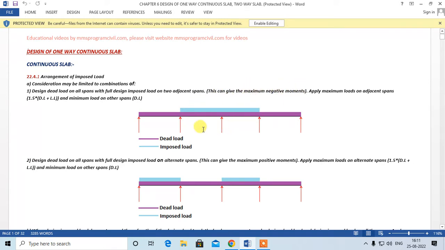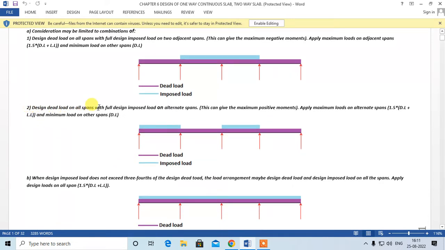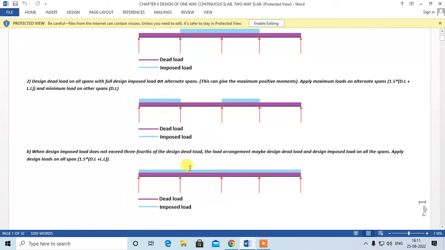Over here, you have to take design dead load plus live load into 1.5 times, and over here you have to take full dead load only, right? Second, design dead load on all spans with full design imposed load on alternate spans. This will give you the maximum positive moment. Apply maximum load on alternate spans, that is 1.5 into dead load plus live load, and on the other spans you have to apply only dead load, right?